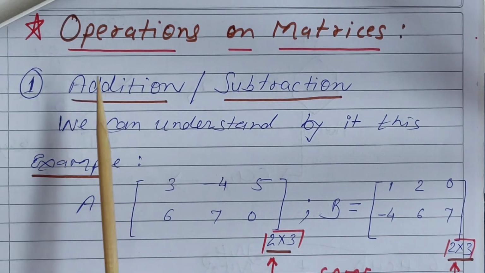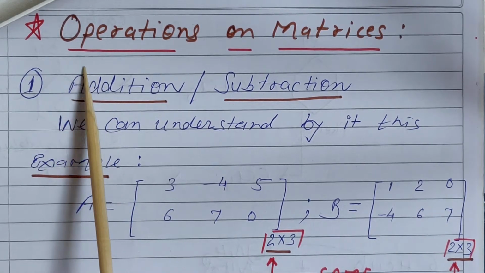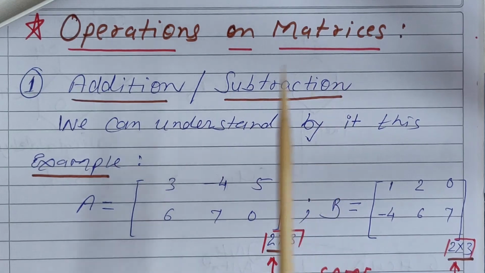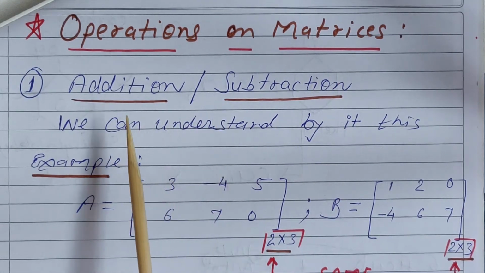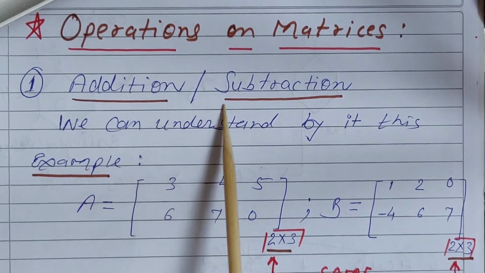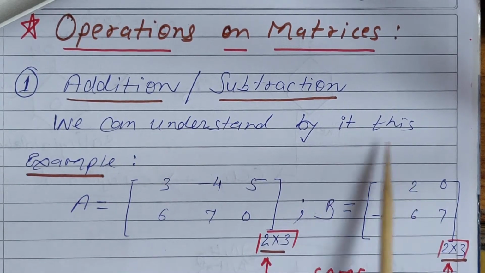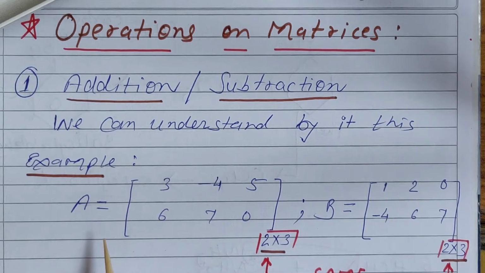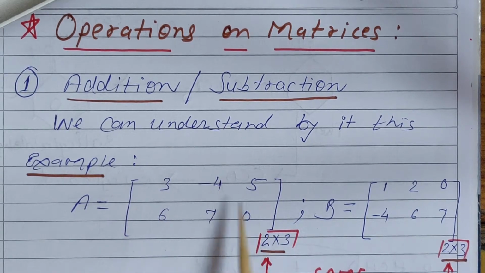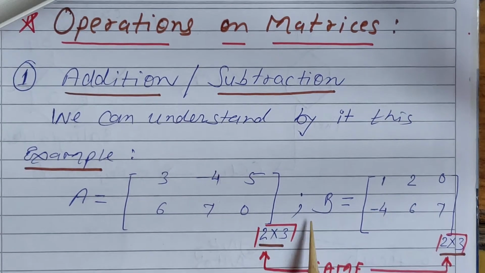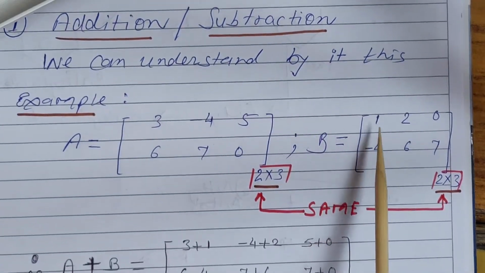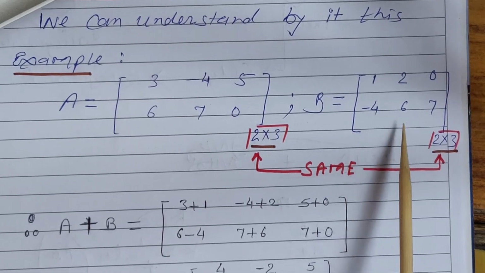Now students, see the next topic. Topic is operations on matrices. What are operations? First of all we have to discuss addition and then subtraction. We can understand it by this example. We are taking matrix A equals 3 minus 4 5 6 7 0 and second matrix B equals 1 2 0 minus 4 6 7.